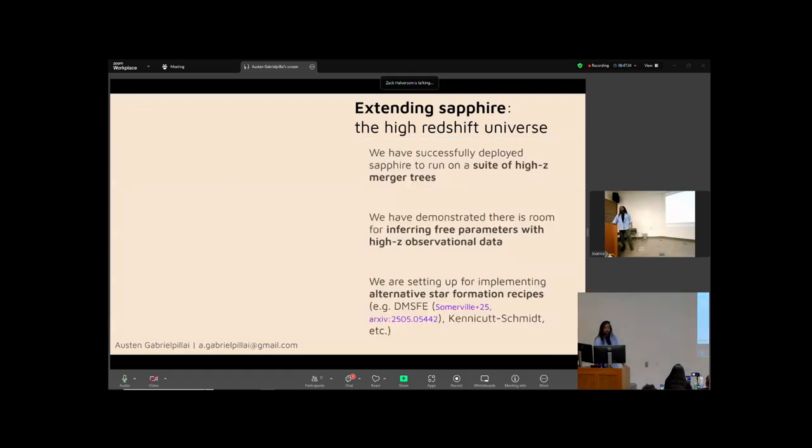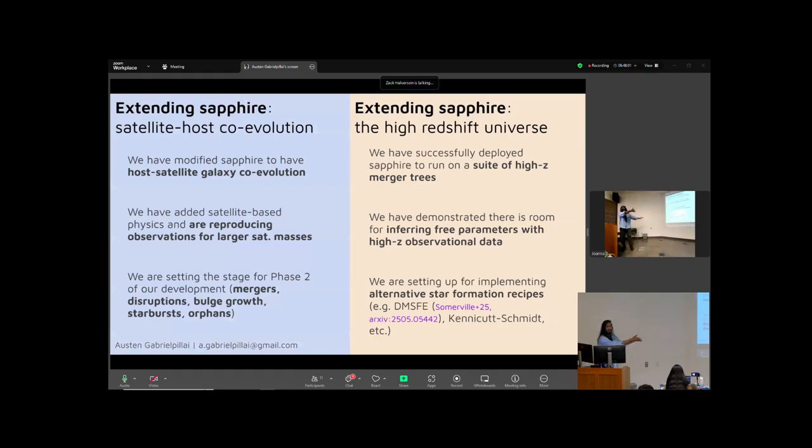And so to sum this up, we have successfully deployed Sapphire to run on a suite of high redshift trees. We have demonstrated there is room for inference for these various free parameters using high-z observational data. And then we are also setting up possible alternative star formation recipes to be implemented in Sapphire to do other testing, as well as potentially seeing what those free parameters would look like in this high redshift regime. And so, summary slide. Thank you for listening.